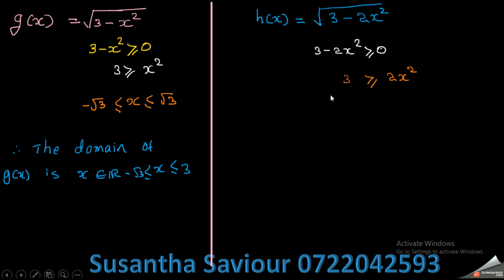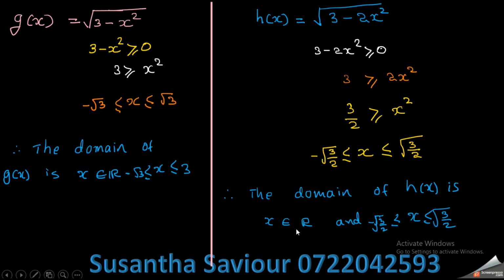So this will result in 3 over 2 being greater than or equal to x squared. Then we can use the same principle as here to find the values of x. So x is in between minus root of 3 over 2 and plus root of 3 over 2. So our domain of h(x) is x belongs to R and x is in between minus root of 3 over 2 and root of 3 over 2.